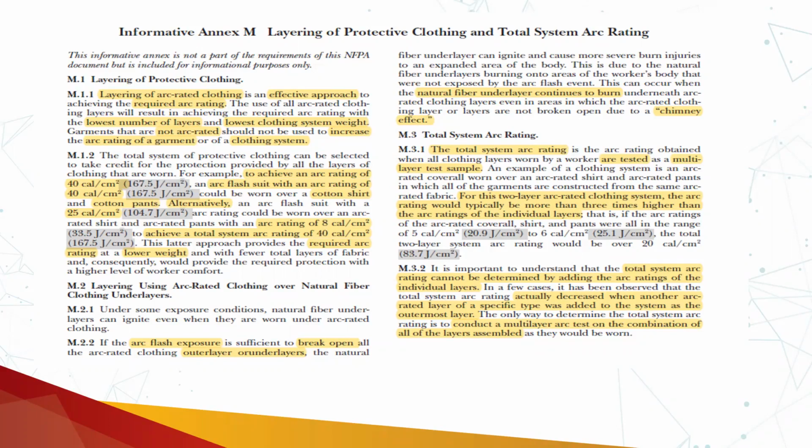Garments that are not arc rated should not be used to increase the arc rating of a garment or of the clothing system. The total system of protective clothing can be selected to take credit for the protection provided by all the layers of clothing worn. For example, to achieve an arc rating of 40 calories per centimeter square, an arc flash suit with an arc rating of 40 calories can be worn over a cotton shirt and cotton pants.